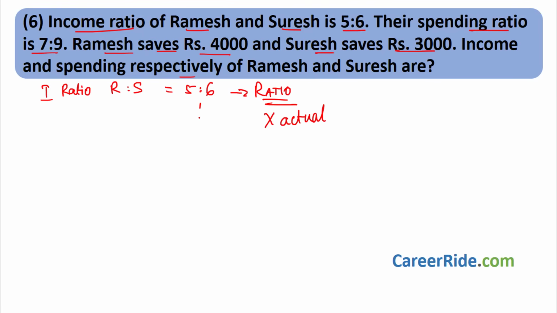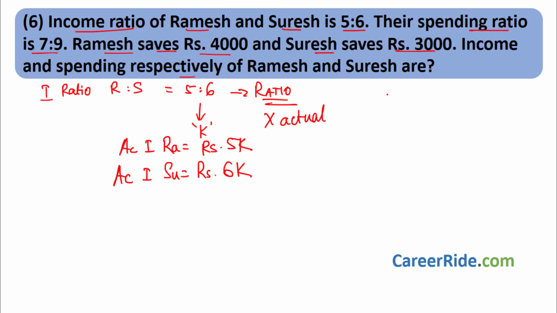We have learned, let the common factor be K. So the actual income of Ramesh is how much? Rupees 5 into common factor, that is 5K. Actual income of Suresh is how much? Rupees 6 into the common factor, 6K, right? Now what do we know? Income or the total money is nothing but spending or the expenditure plus the saving. Whatever we spend plus whatever we save, that is the income, the amount of money which we received. So what is spending? Spending is income minus saving, correct?